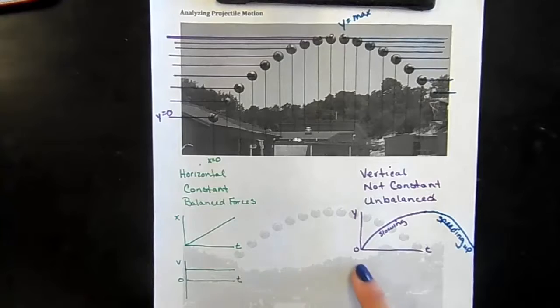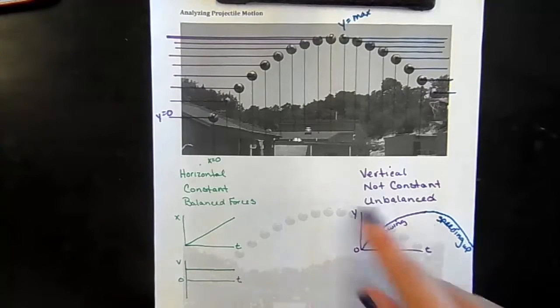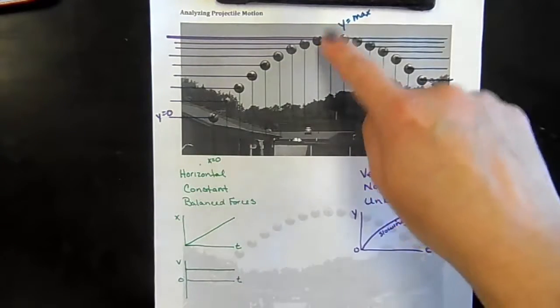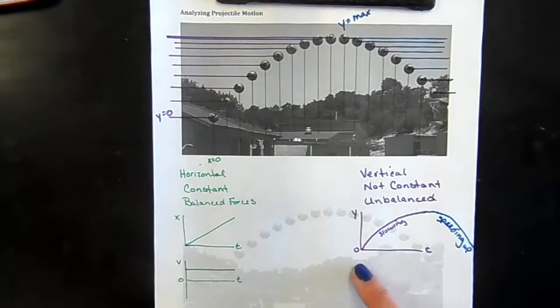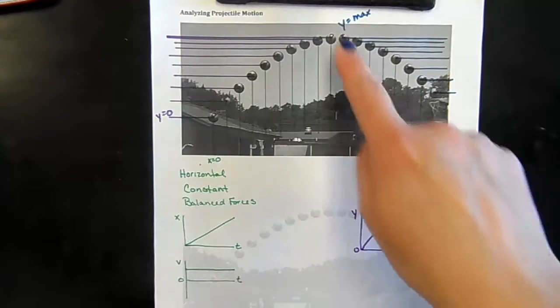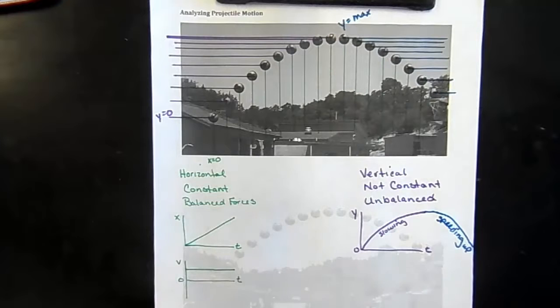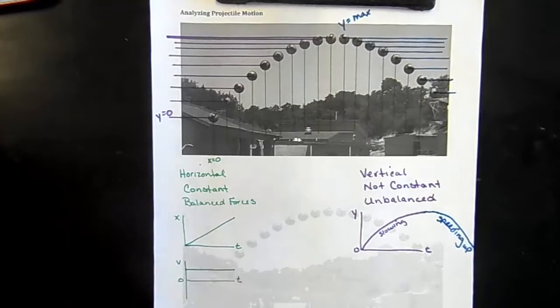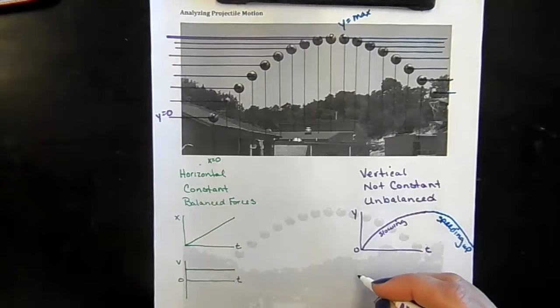So in our position time graph in our y direction, as we go up to whatever height the ball goes, we're slowing down. When we come back down, we're speeding up. Now we can draw a velocity time graph for that one as well.